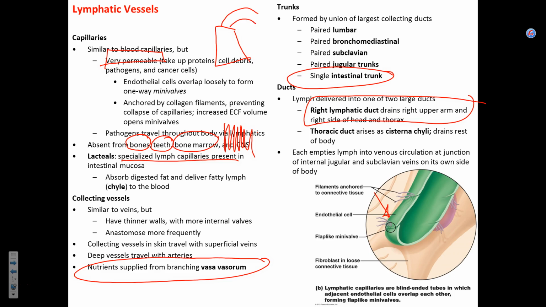There are three vessels that go from the aorta. Do you remember them? It's an embarrassing question. So, which subclavian? Left subclavian, brachiocephalic trunk, left carotid. Well, it should be left carotid here, left subclavian here.